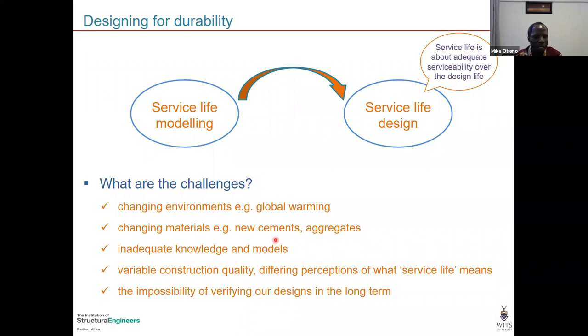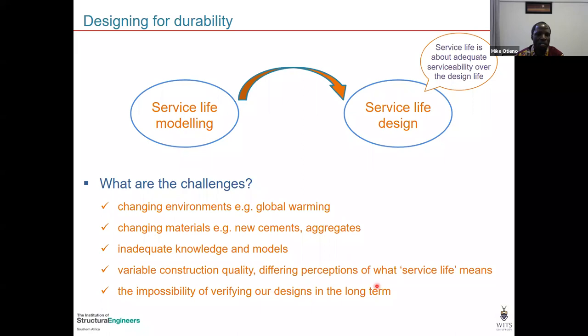How do we incorporate this in our service life models and designs? We have inadequate knowledge of some of the models because of how they were developed. And of course, there is variability in construction quality, and that is to some extent informed by having different perceptions in terms of what service life means. And of course, we cannot claim that we are able to verify our designs in the long run.